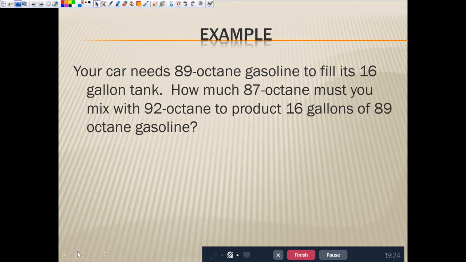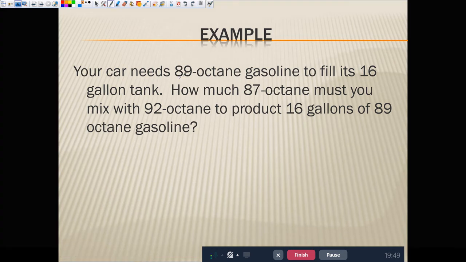Alright, so you need 89 octane gasoline to fill its 16-gallon tank. How much 87 octane must you mix with 92 octane to produce 16 gallons of 89 octane gasoline? The first thing I want to go over is that when it talks about octanes, that's actually the percent. So if we're looking for 89% gas, it's 89% gasoline.